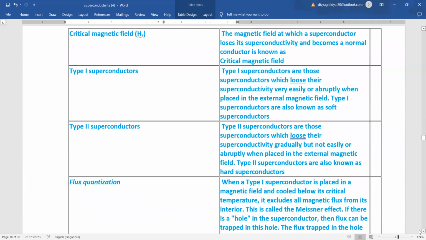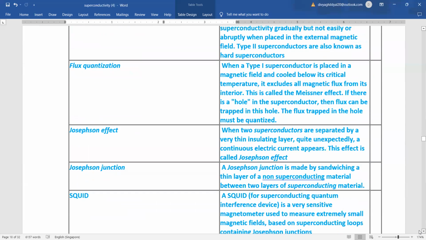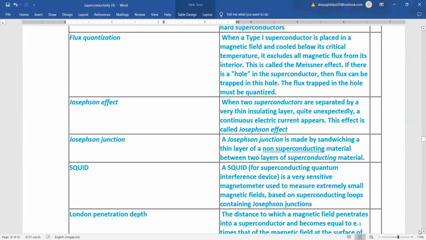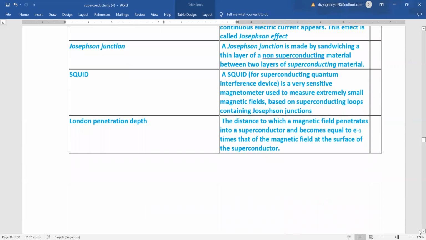Type 1 superconductors are the soft ones having a single critical magnetic field, used in small elements. Type 2 are the hard ones having two critical magnetic fields, having a mixed state, and have a wider range of usage. The Josephson effect is when two superconductors are combined with a thin insulating layer kept in between them, and electric current starts flowing. A SQUID, superconducting quantum interference device, is a sensitive magnetometer used to measure small magnetic fields.